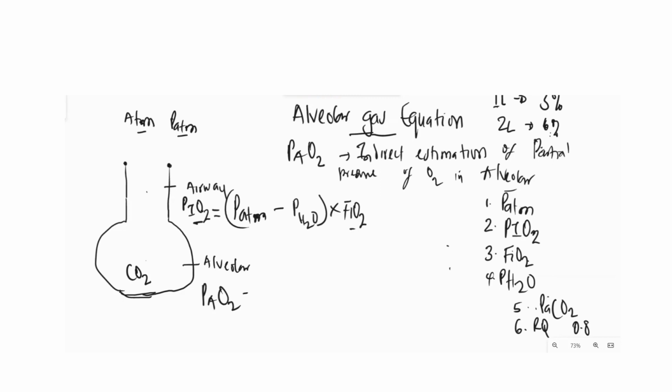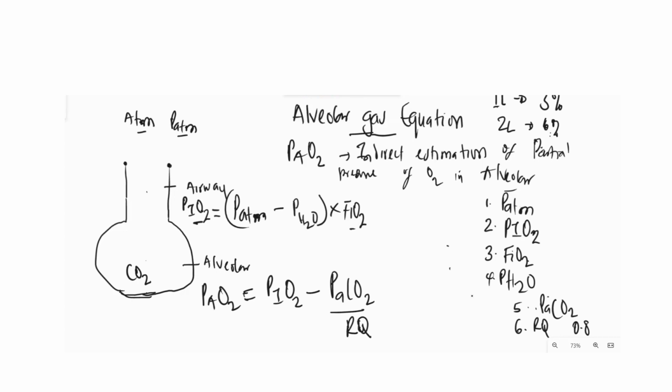So if you want to calculate the alveolar gas equation, we have to subtract the partial pressure of carbon dioxide from the partial pressure of oxygen in the inspired air. So that will give us PiO2 minus the partial pressure of carbon dioxide, divided by the respiratory quotient. And this is basically our alveolar gas equation.